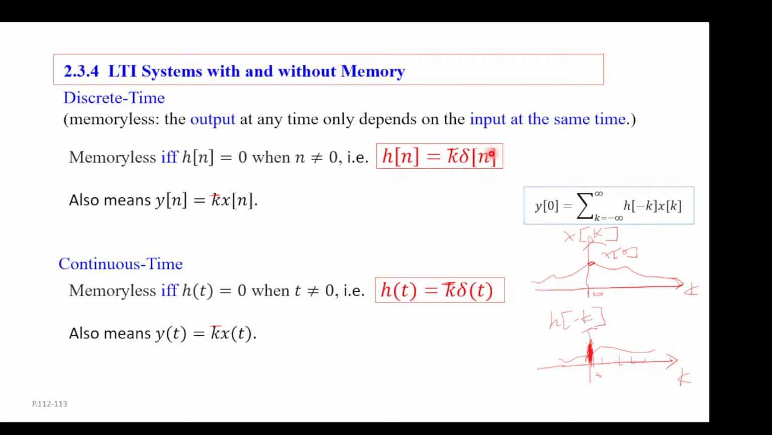Then when you convolve this with some x of n, you see that x of n convolved with delta of n just gets back x of n. And by the linearity of convolution, y of n equals k bar times x of n. And then similarly for continuous time, you find out that h of t needs to be 0 when t does not equal 0. So your h of t is some constant times your delta function.